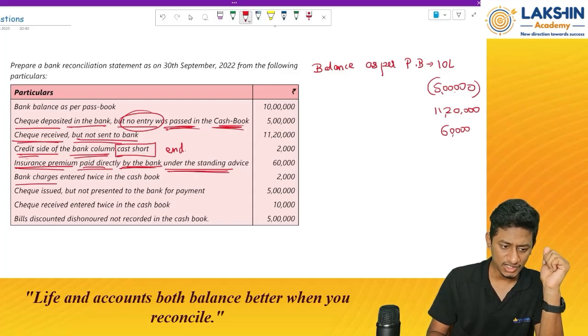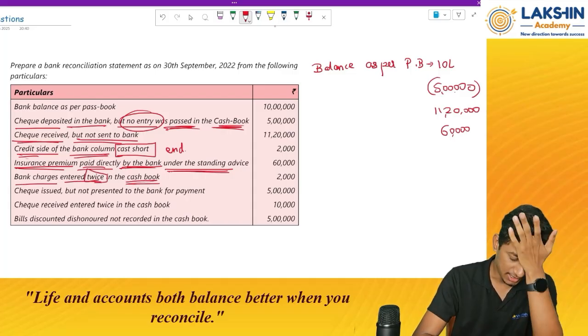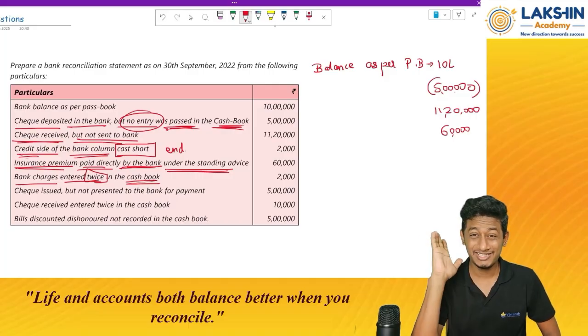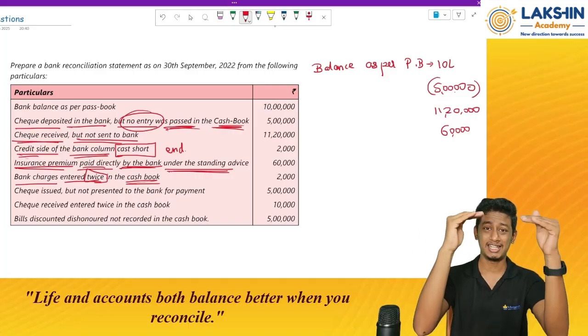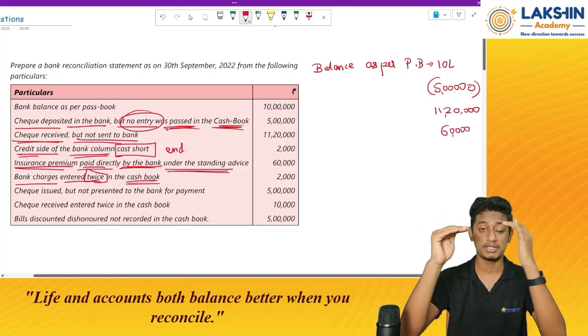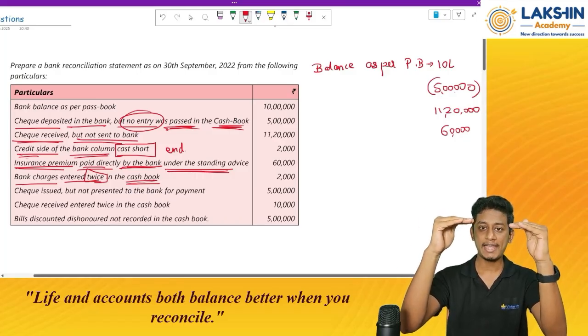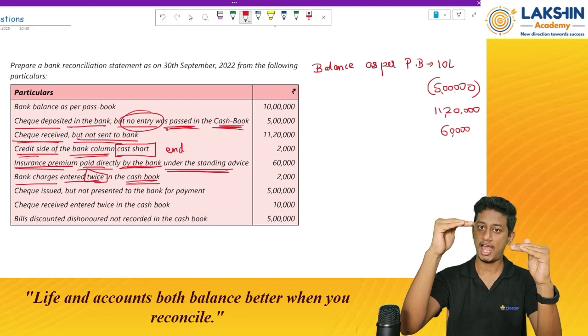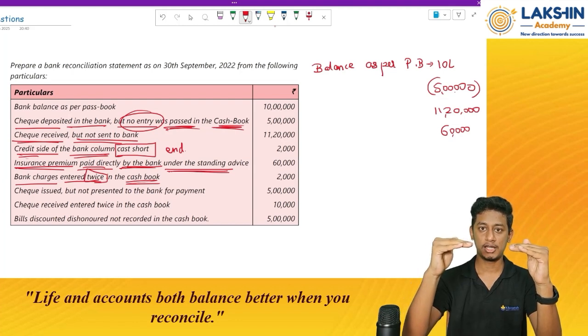Then, bank charges entered twice in the cash book. Arey yaar. What kind of silly mistakes I do sometimes? See, both were equal. Okay. How much is the bank charges? 2000 rupees. As per the question, it is 2000 rupees. Now, the bank has deducted 2000 rupees. I also deduct 2000 rupees. But how many times? Two times. So it is 4000 rupees now.